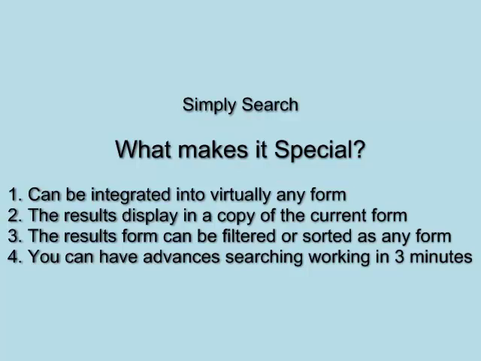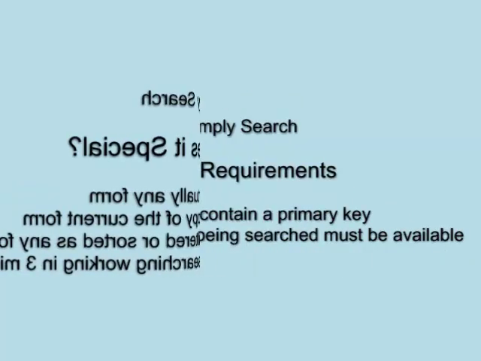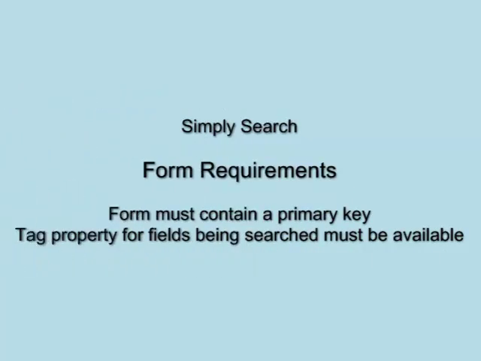In order to use Simply Search, there are a couple of requirements. One is the form must contain a primary key. That's essential in order to be able to do the linkage for the search. The other thing that's required is the tag property that's associated with all fields in Access, those fields that are going to participate in the search, and you can have multiple fields participate in the search. That tag property must be available to hold a value so that Simply Search knows that that field is going to be part of the search criteria.